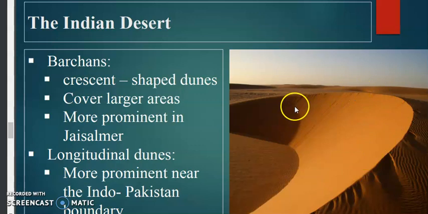You can see the shape. This is called crescent shape, half circle, half moon shape. Crescent shaped sand dunes are called barkhans. These barkhans cover a larger area in the Rajasthan desert, and they are more prominent in Jaisalmer. Another kind of dune we can see is the longitudinal dunes. Longitudinal dunes are more prominent in the India-Pakistan border.